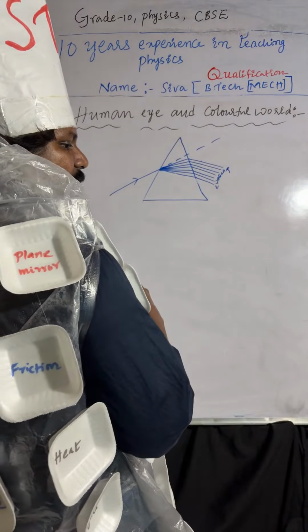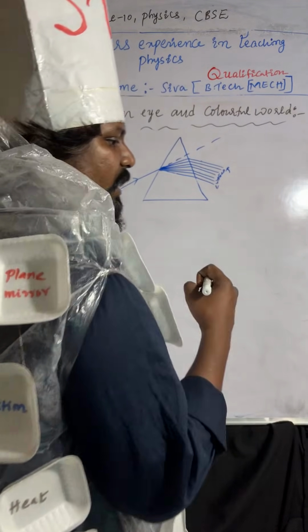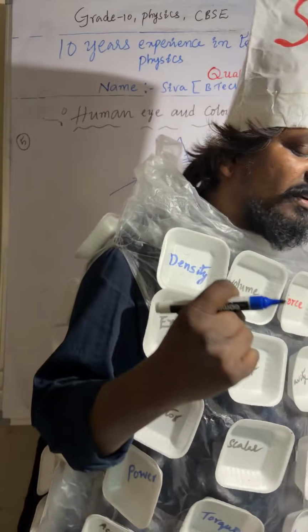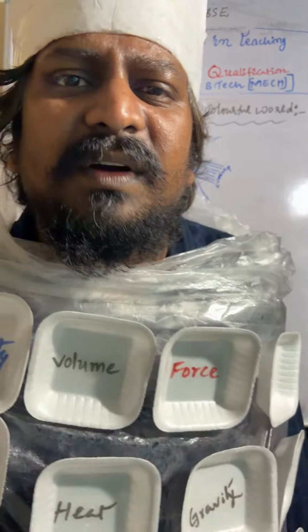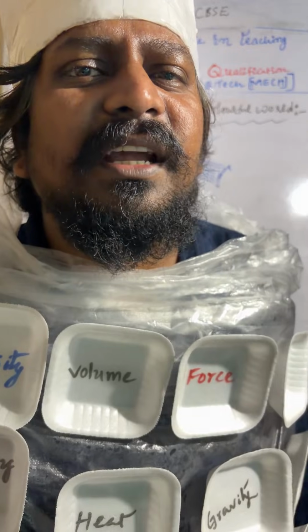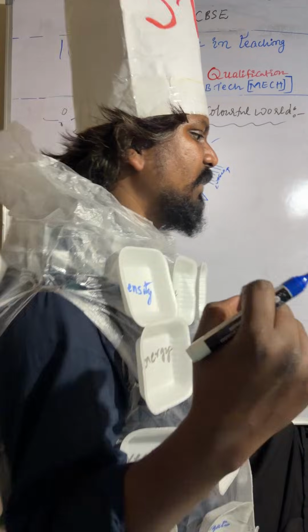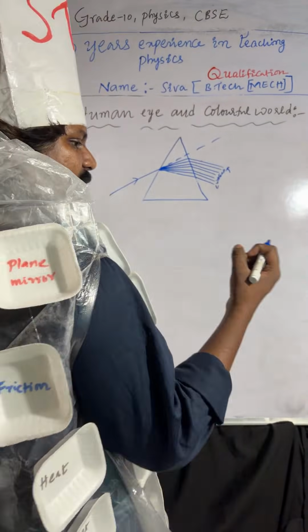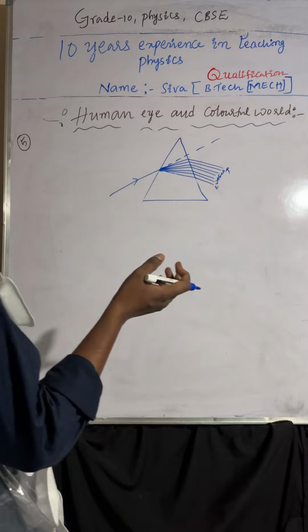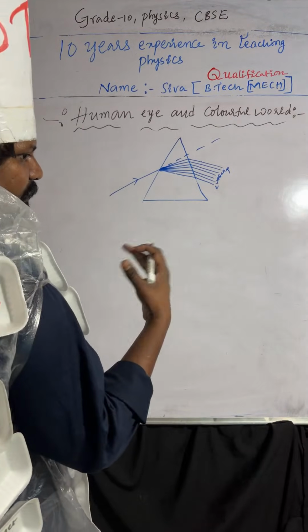Violet, indigo, blue, green, yellow, orange, red, with GR. Violet, indigo, blue, green, yellow, orange, red. When a light ray passes through the prism, it splits into 7 colors.